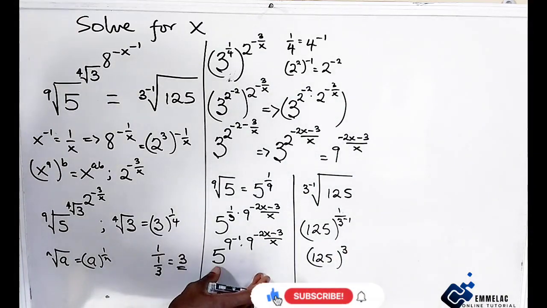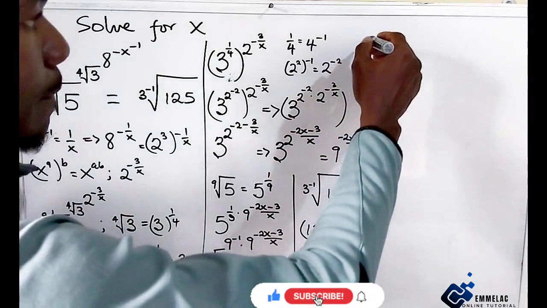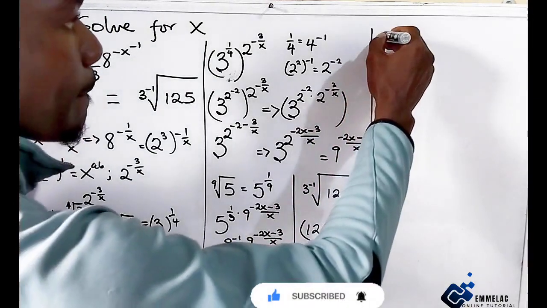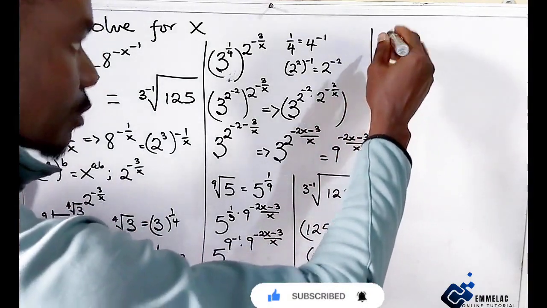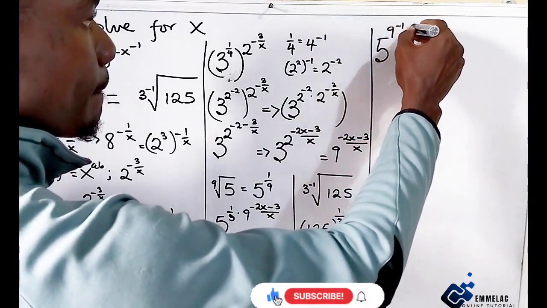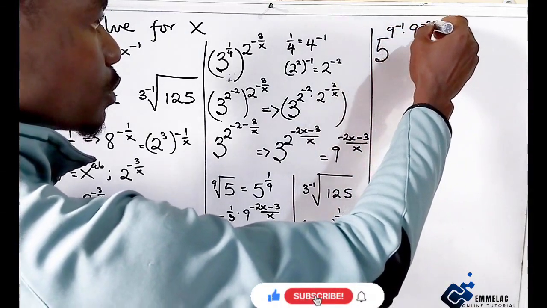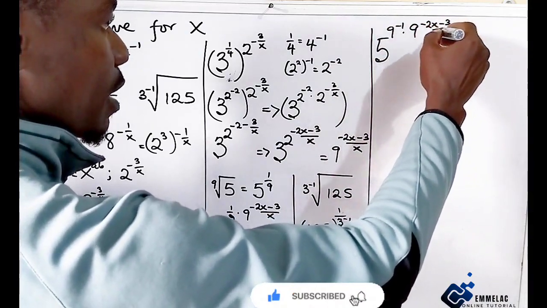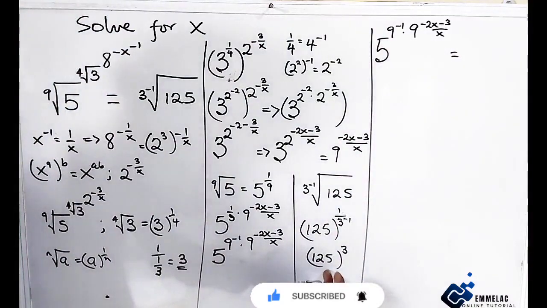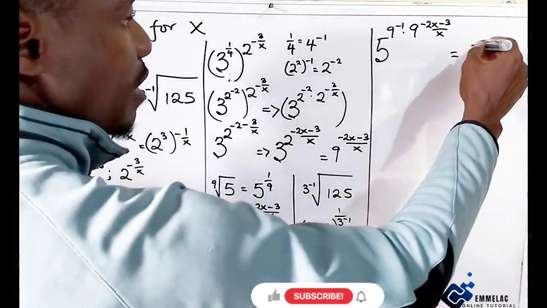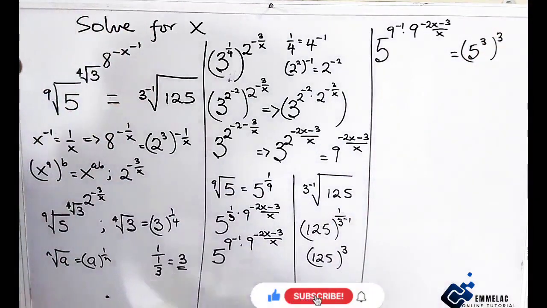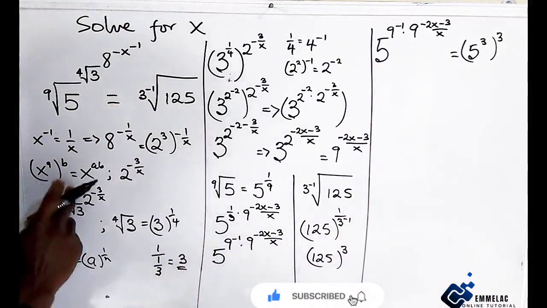Now let us come to the left hand side. Here we can move further by saying this is 5 raised to the power of 9 raised to the power minus 1 times 9 raised to the power of minus 2x minus 3 over x, then equals, you cannot change this, so let's change the right hand side to the base of 5. Here you have 5 raised to the power of 3, applying this rule here.